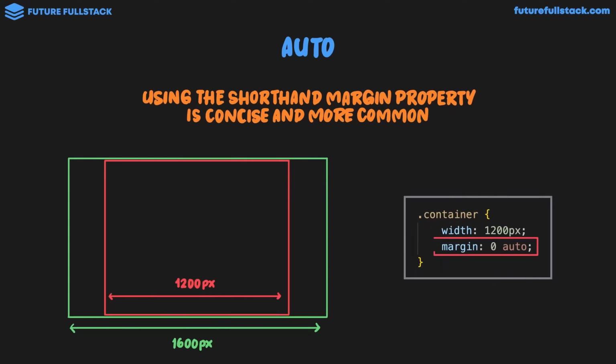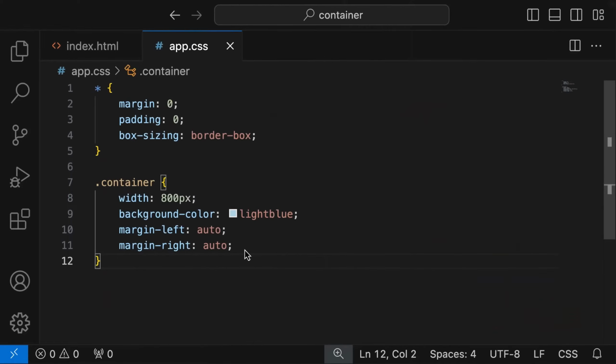And obviously applying a margin 0 top and bottom will not apply any margin top and bottom. Doing this is a lot more common and a lot more concise than applying margin left and margin right separately. So let's quickly update this in VS Code. I'm going to get rid of these properties and just type the margin shorthand, 0 for top and bottom, and also for left and right.